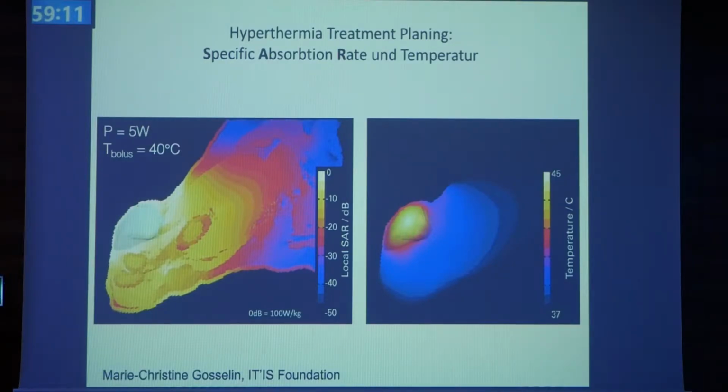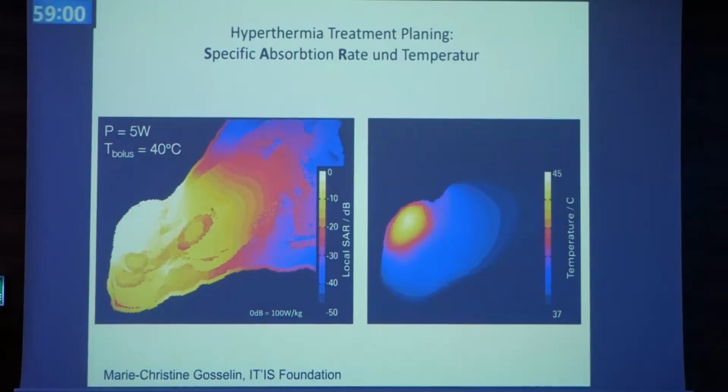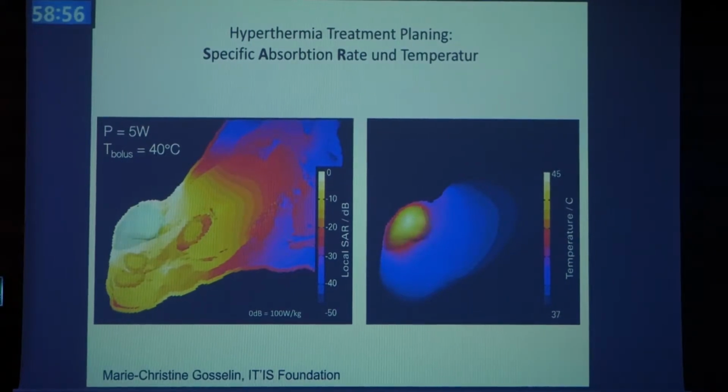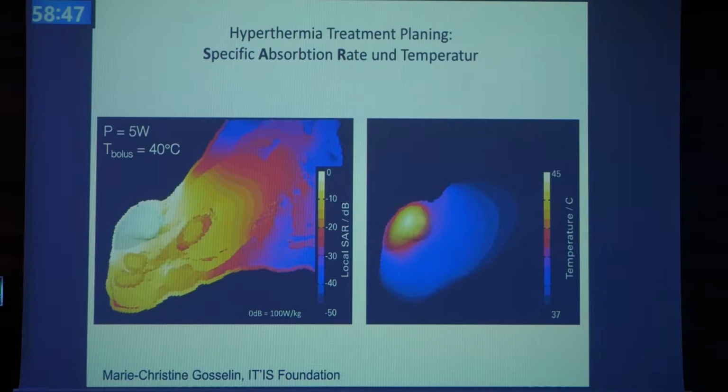Here we can see an animal patient, this is a leg from a dog with a sarcoma, and on the left you can see the specific absorption rate distribution, so a sort of dose rate or a sort of power rate distribution. When you look to the right image, you can see the temperature, and the temperature is influenced by the physical distribution of the SAR values, but it's influenced by the perfusion as well. So physiological processes are influencing the dose distribution.